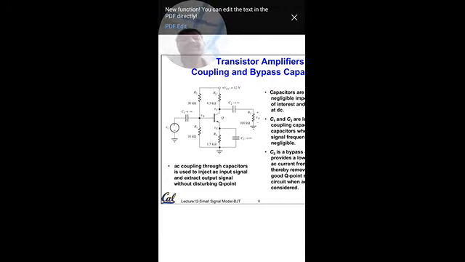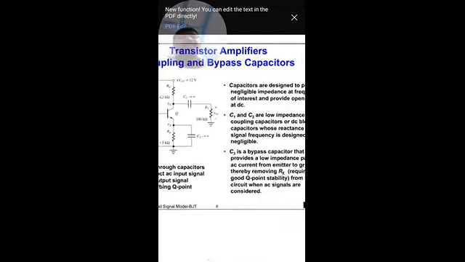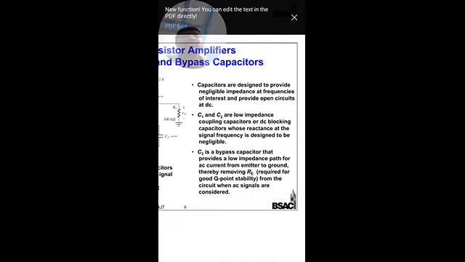AC coupling that are used to couple the signal. AC coupling through the capacitor is used to inject the AC input signal and extract the output signal without disturbing the Q point. The capacitors are designed to provide negligible impedance at frequencies of interest, that is in the desired operating range of the amplifier. They have negligible impedance and provide open circuits at DC. They act as open circuit for DC and act as short circuit for the AC signal, coupling the signal from the input to the output side.